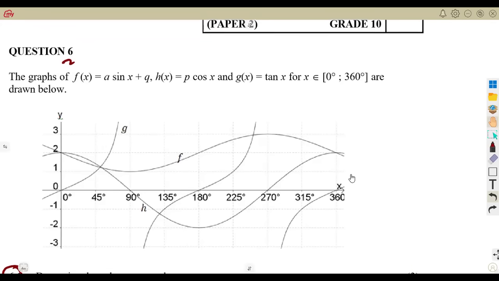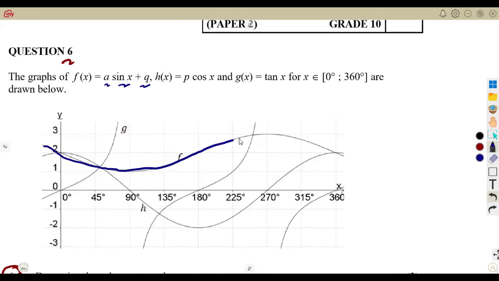If we take a closer look, A is on the graph of a sine. This is a sine x plus q. This is the graph of sine. If we check properly, this is our f, this one. It is like this. All right, this is what we are having on the graph of a sine.